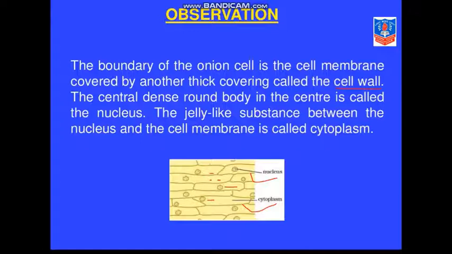It is also labeled in the figure. And the jelly like substance between the nucleus and the cell membrane is called cytoplasm. It is a liquid present in the cell. एक fluid होता है जो jelly like sticky substance होता है, and it is called cytoplasm. Very important. You can see here in the figure cytoplasm and nucleus are already labeled.